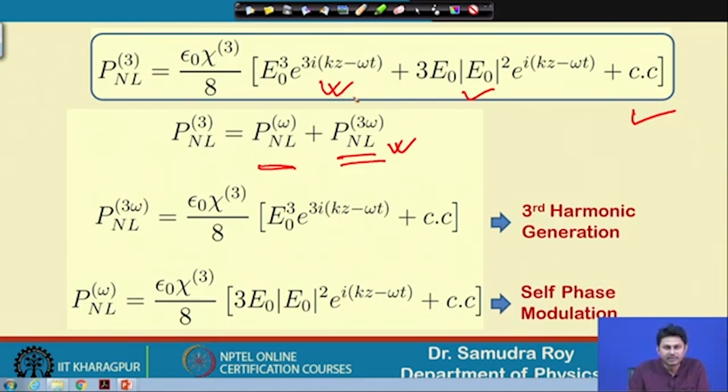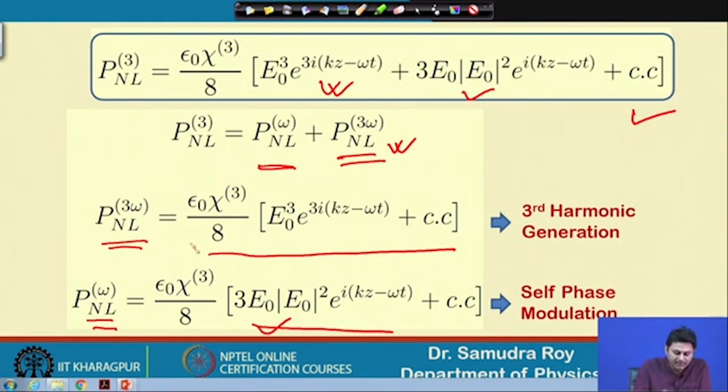So, these two components basically now separate out. So, I can write P nonlinear 3 omega is now these things, P nonlinear omega is now this quantity. This amplitude is important, that is why I am writing it several times. This quantity epsilon 0 chi 3 divided by 8 will be the same for both the cases, but this amplitude is now slightly different for the two cases. But the most interesting thing is that it will vibrate. So, this polarization is now going to vibrate with the frequency 3 omega, and another polarization component will be there, which will be vibrating with the fundamental frequency that it should have, and that is omega.